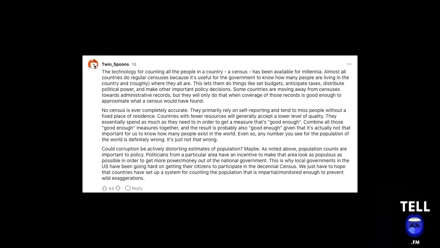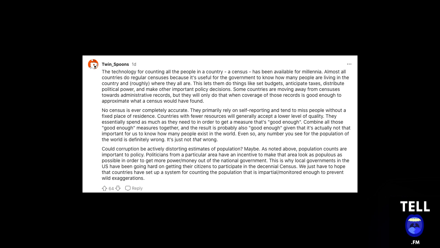No census is ever completely accurate. They primarily rely on self-reporting and tend to miss people without a fixed place of residence. Countries with fewer resources will generally accept a lower level of quality. They essentially spend as much as they need to in order to get a measure that's good enough. Combine all those good enough measures together, and the result is probably also good enough, given that it's actually not that important for us to know how many people exist in the world. Even so, any number you see for the population of the world is definitely wrong. It's just not that wrong.